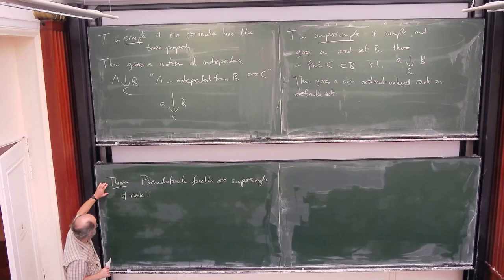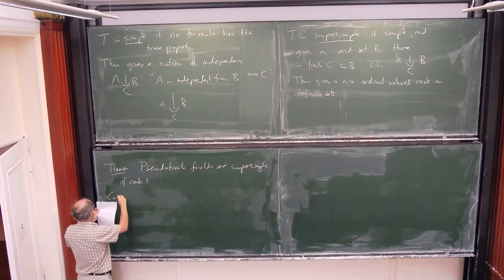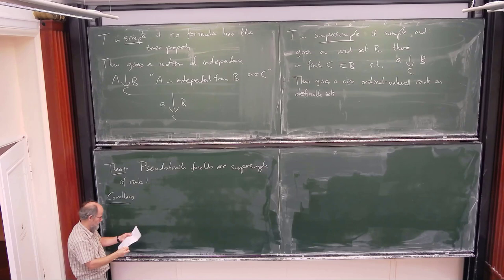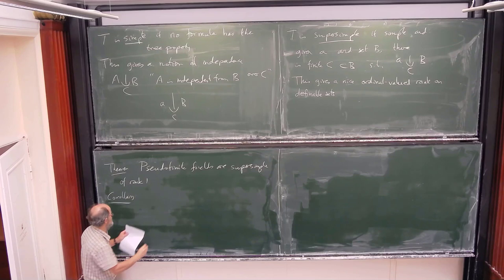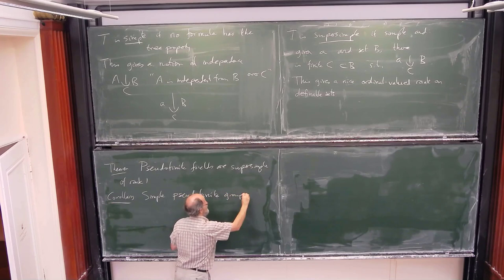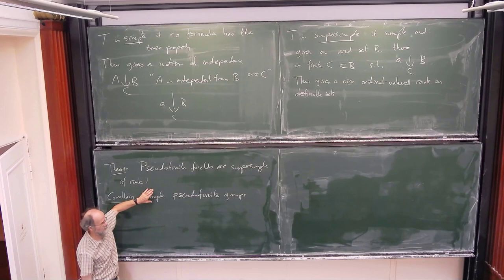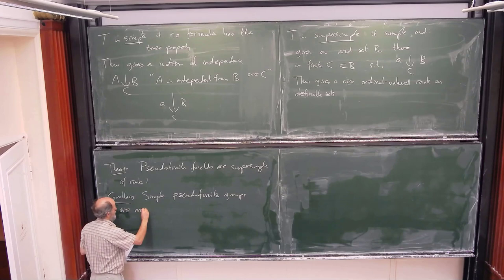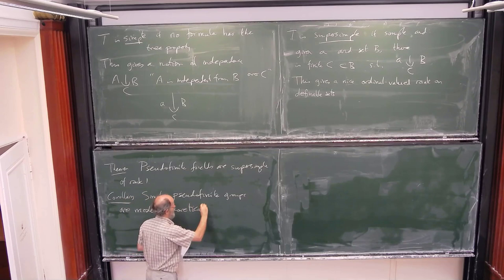And as a corollary, you get that simple pseudofinite groups, simple in the group theory sense, meaning there are no normal subgroups, are model theoretically supersimple of finite rank.